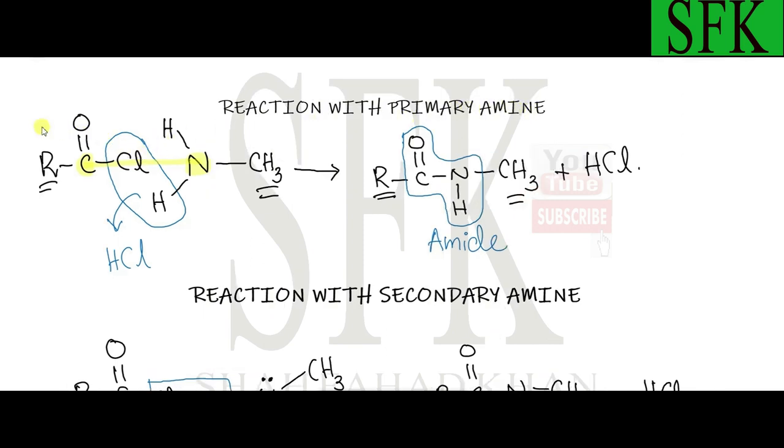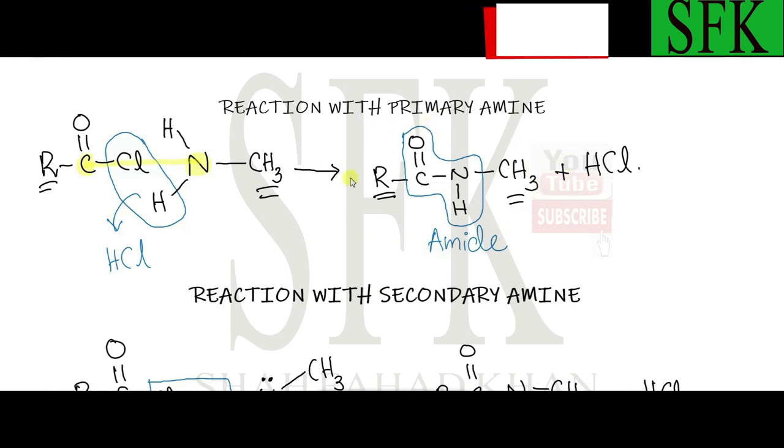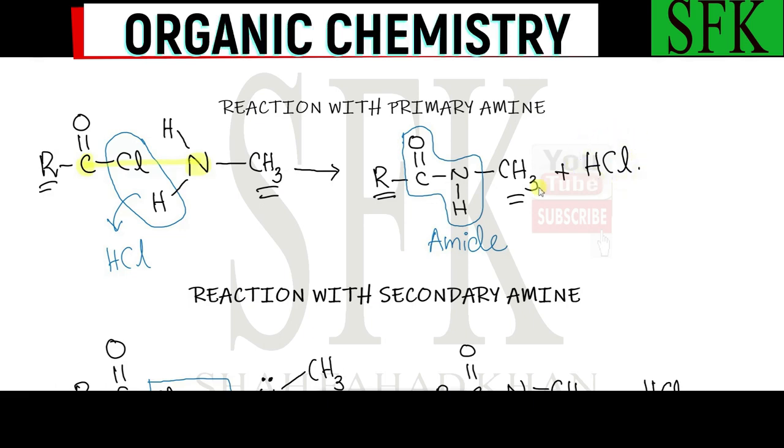When acyl chlorides react with primary amines, a primary amine is an amine that contains a carbon atom directly bonded to the nitrogen of the amine group. It contains two hydrogen atoms, so one of the hydrogen atoms will combine with the chlorine atom of the acyl chloride, forming an HCl molecule, and the carbon nitrogen peptide bond forms. And again an amide is formed. This is our secondary amide because the nitrogen atom over here is directly attached to two carbon atoms, and HCl is given as a byproduct.